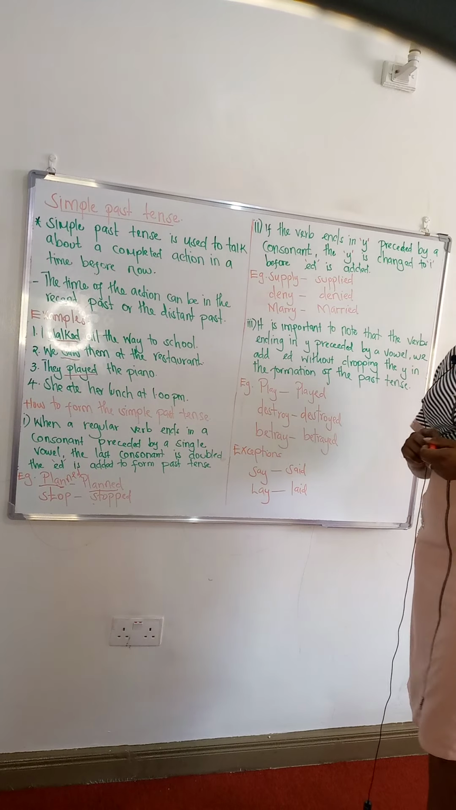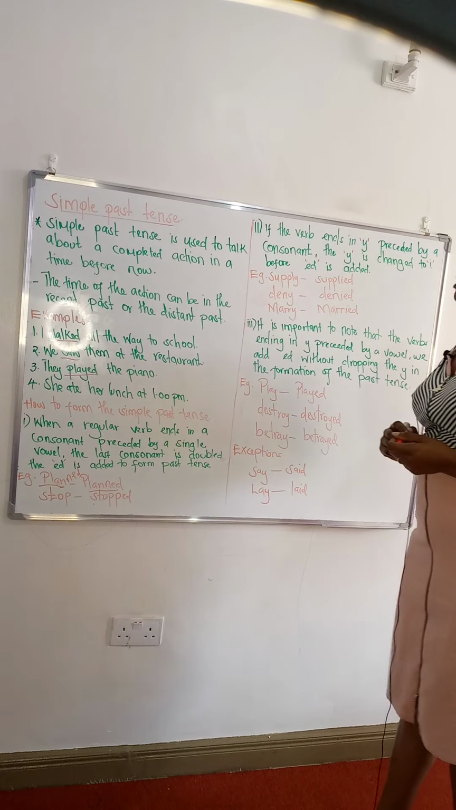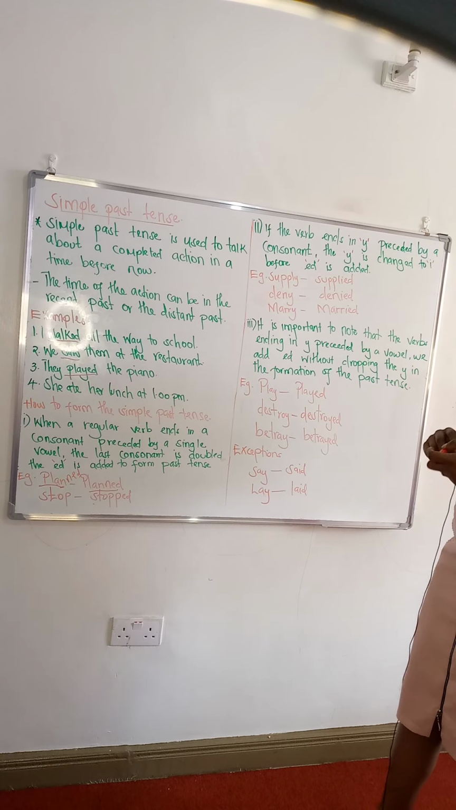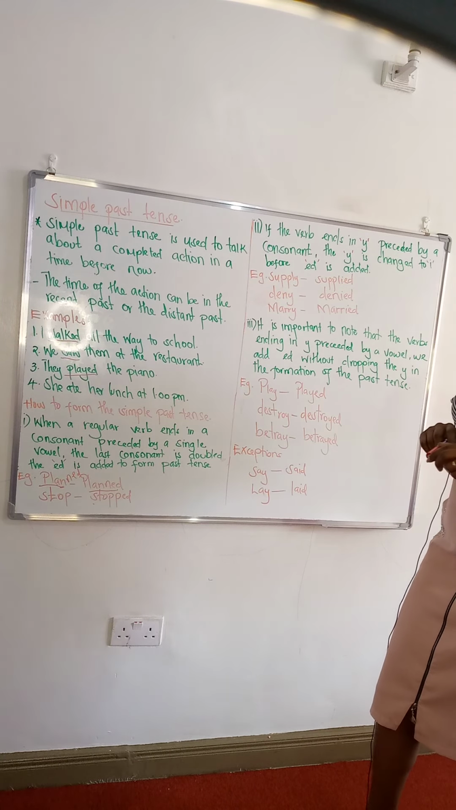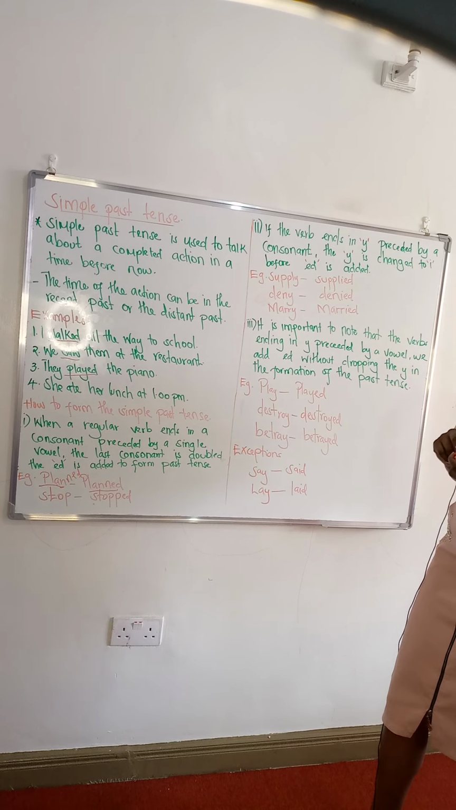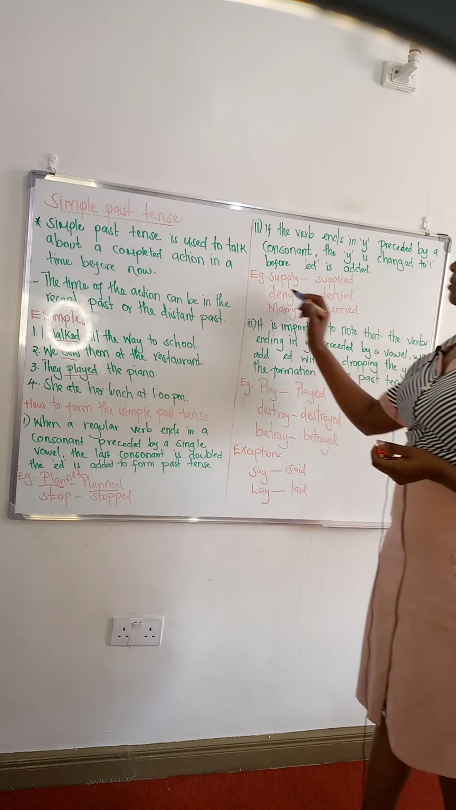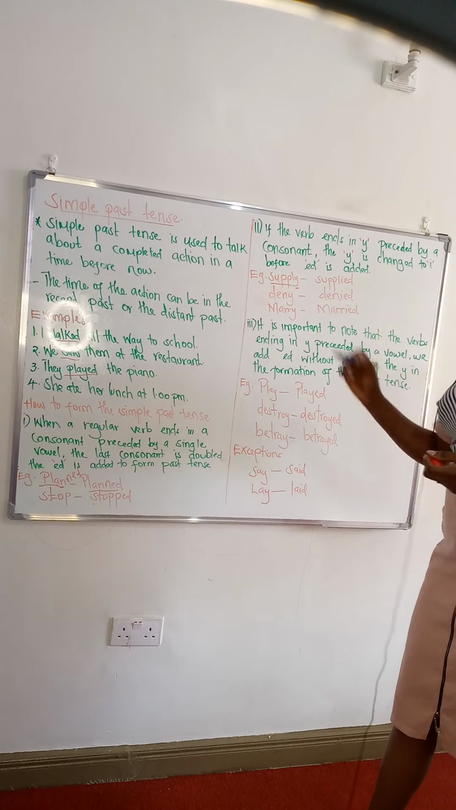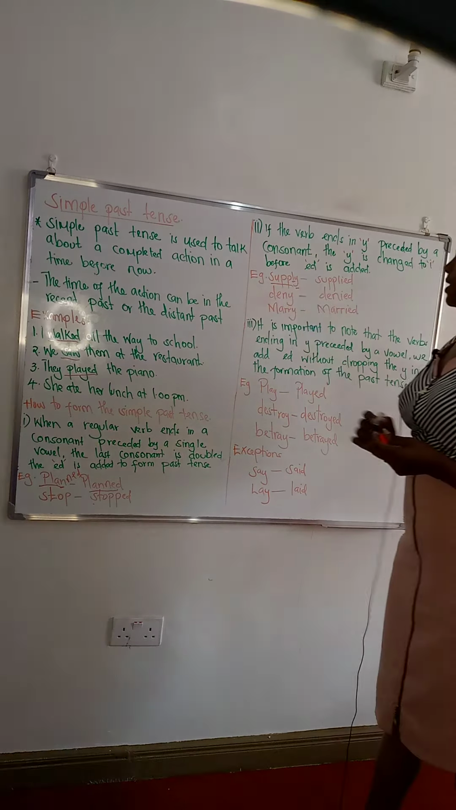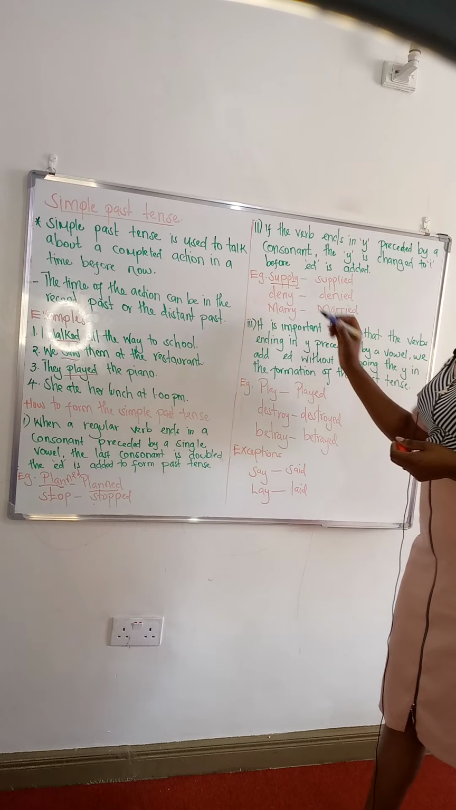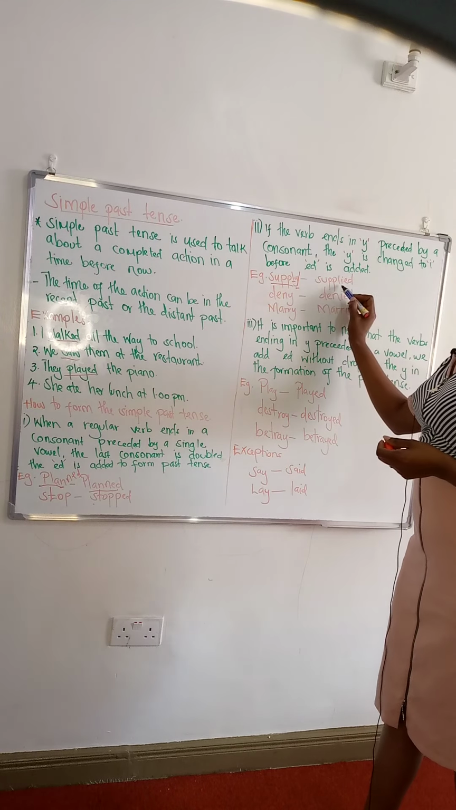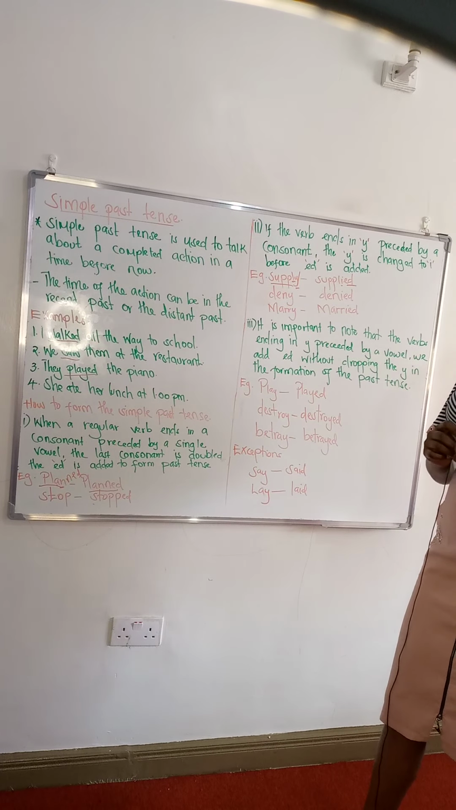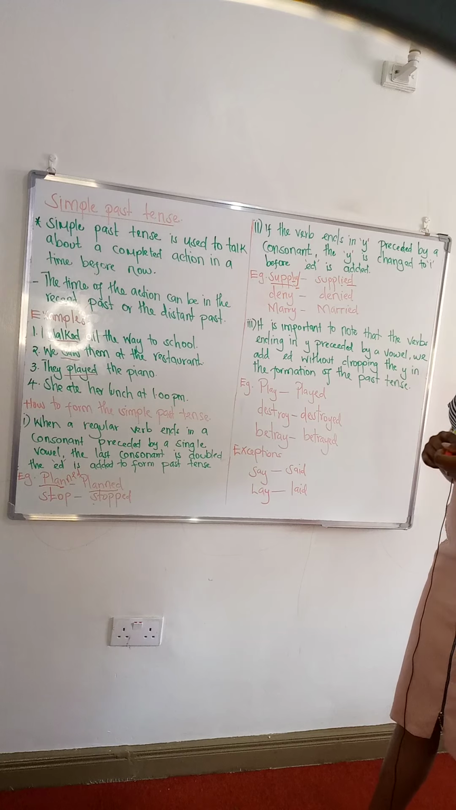Number two, how to form the simple past tense. If the verb ends in Y, preceded by a consonant, the Y is changed to I before ED is added. For example, the verb supply ends in Y. It is preceded by a consonant L. In this case, we change the Y to I and then add ED to get supplied. It is in the simple past tense.